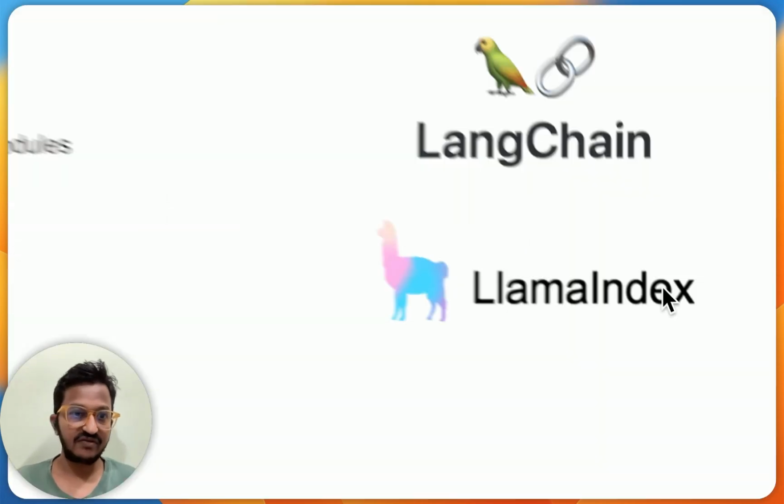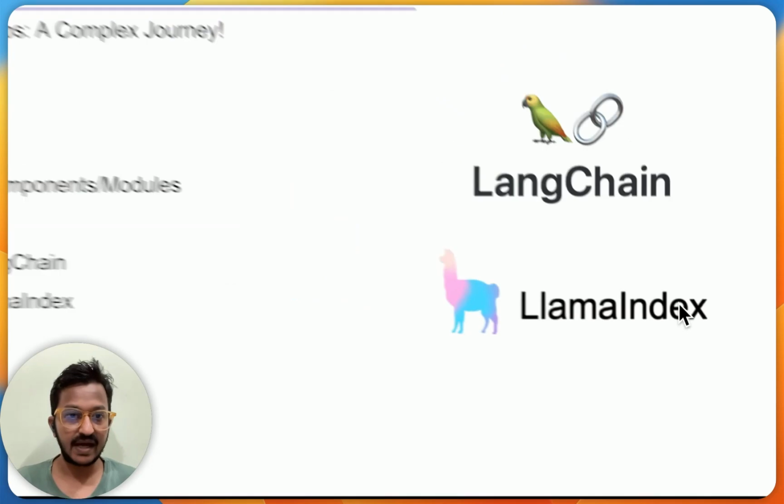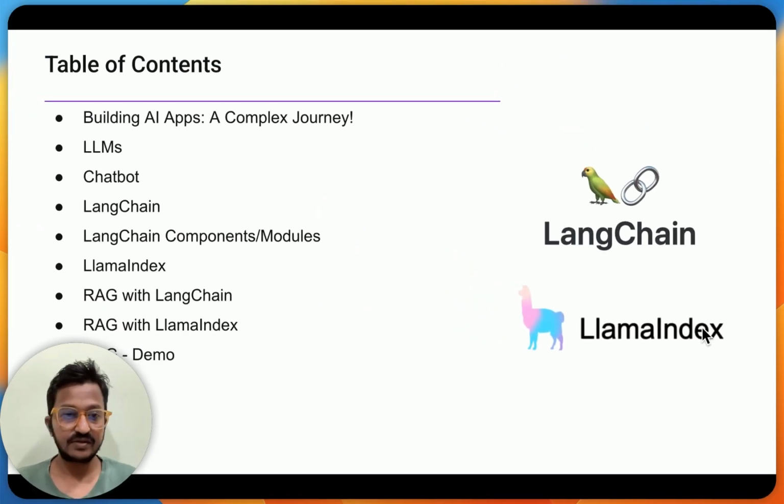So this is my table of contents: building AI applications, how complex the journey is, and we will talk about LLMs. I'll talk about chatbots, LangChain, and different components of LangChain. We also call them modules. We will also talk about the other framework, LlamaIndex, and I'll talk about retrieval augmented generation with LangChain and retrieval augmented generation with LlamaIndex. I'm going to show both the tutorials or demos using LangChain and LlamaIndex at the end.